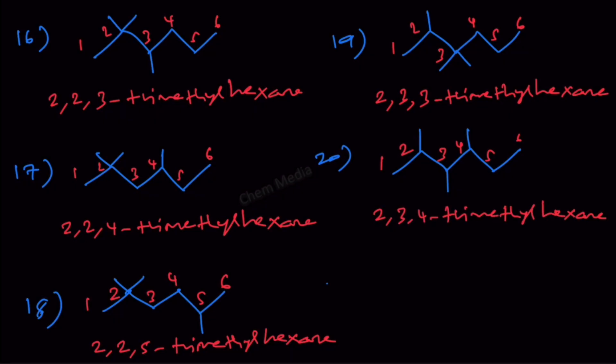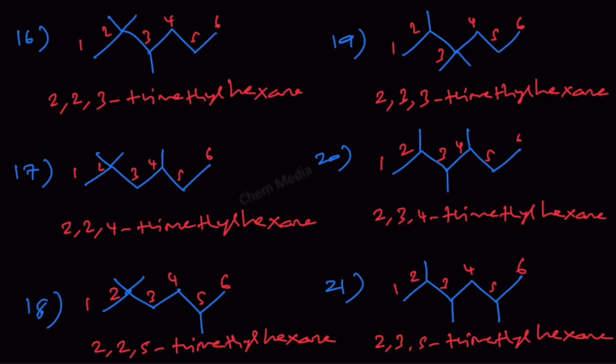And then number 21, 1, 2, 3, 4, 5, 6. Let's put one methyl group at 2 position, one methyl group at 3 position, and one methyl group at 5th position. That is another isomer. So this is 2, 3, 5 trimethyl hexane. This is definitely not 2, 4, 5 trimethyl hexane. That way of numbering is wrong.